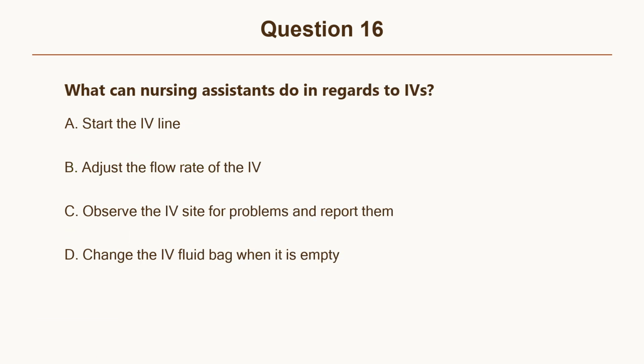Question 16. What can nursing assistants do in regards to IV? Option A, start the IV line. Option B, adjust the flow rate of the IV. Option C, observe the IV site for problems and report them. Option D, change the IV fluid bag when it is empty. The correct answer is option C, observe the IV site for problems and report them.